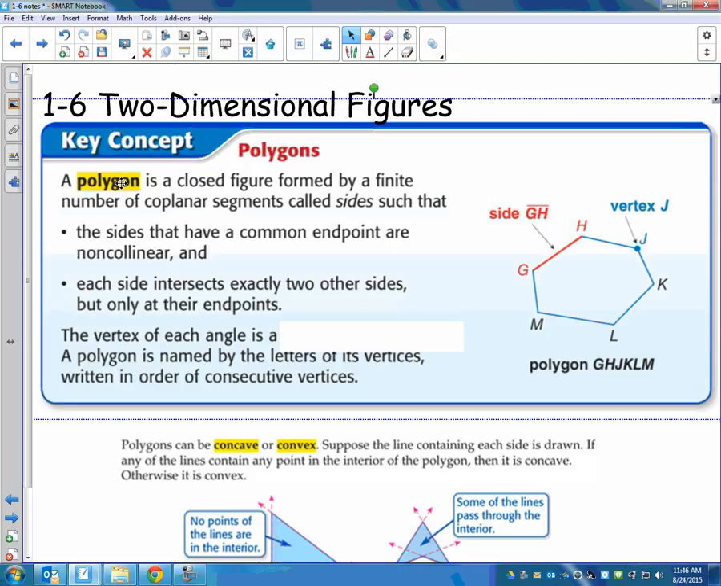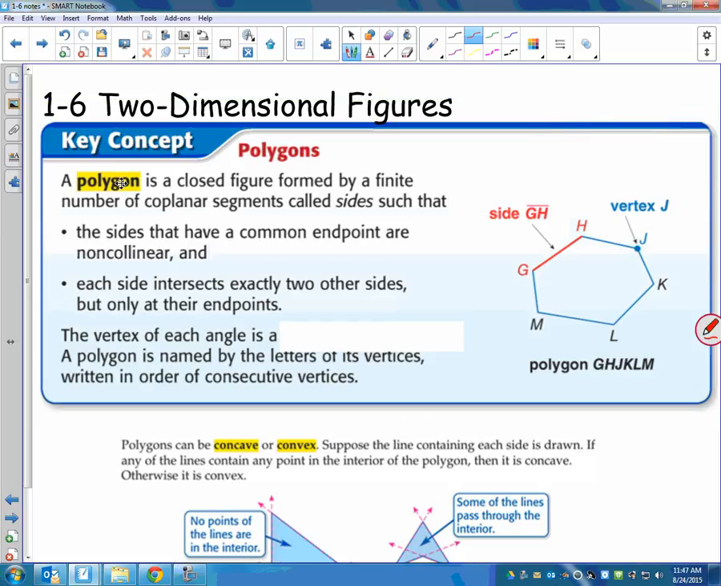Each side has a common endpoint. They just intersect at one. There's no crazy stuff, like this, that would not count as a polygon, right? Because it was just weird, right? That's not a polygon. But hopefully that makes sense to you.